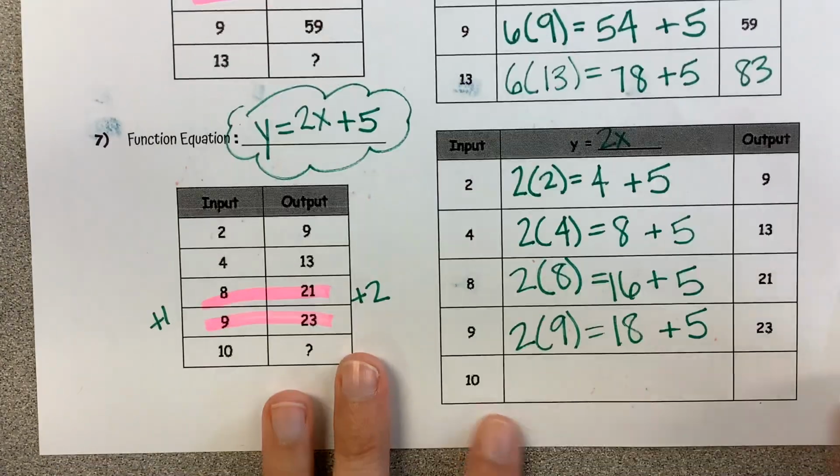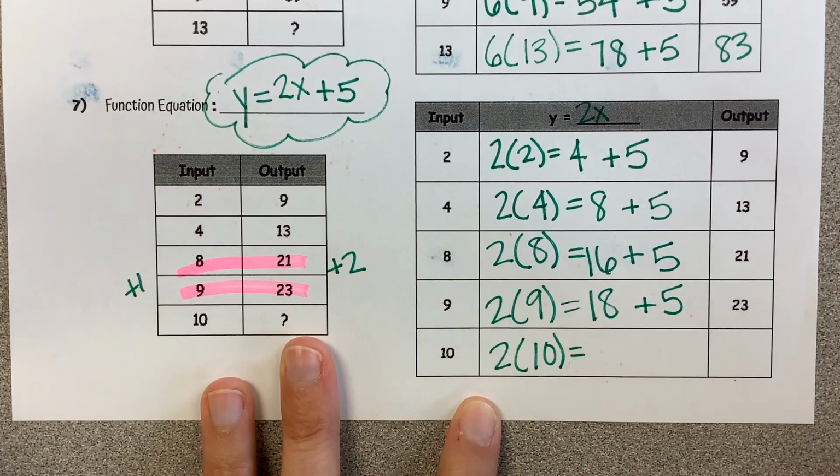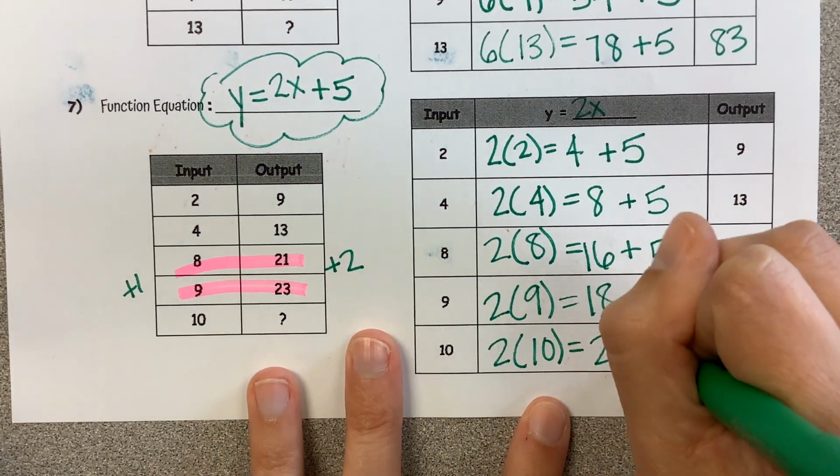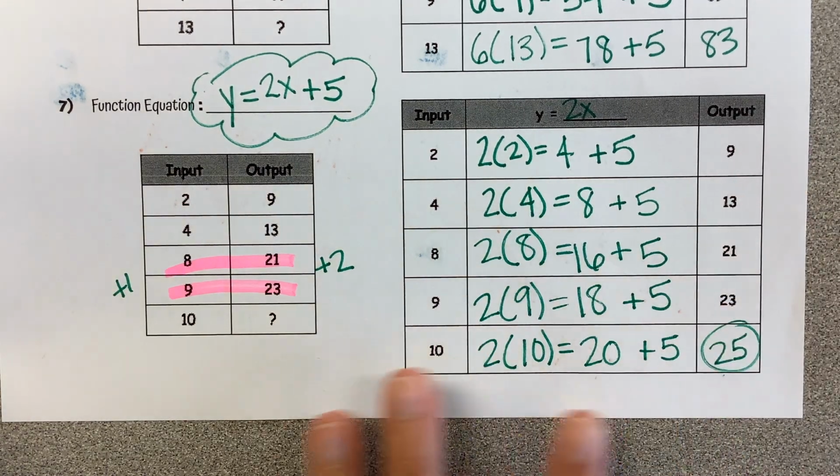So we can use that equation to solve for our unknown. We're plugging in 2 times our input of 10, which is 20, and then we need to add 5 to get our output of 25.